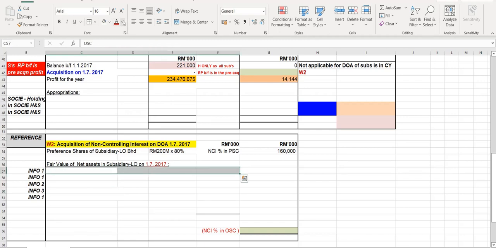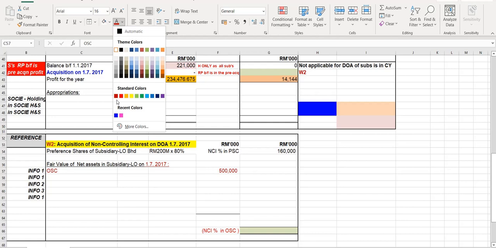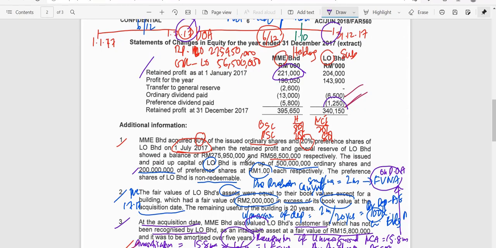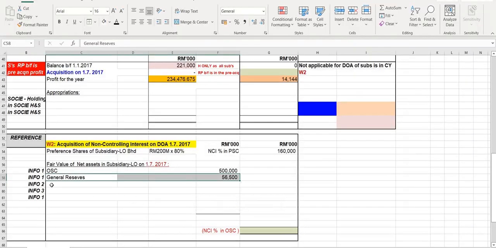Next, we are going to show the first item, which is the share capital on that date. And then you have the item general reserve. So where do I get that? It is here. These were given here. The amounts 275,950 and 56.5. Even if the amount 275,950 is not given, we can still calculate that. I will show you in a short while. Next, that does not need to be calculated. So the general reserve we include there.